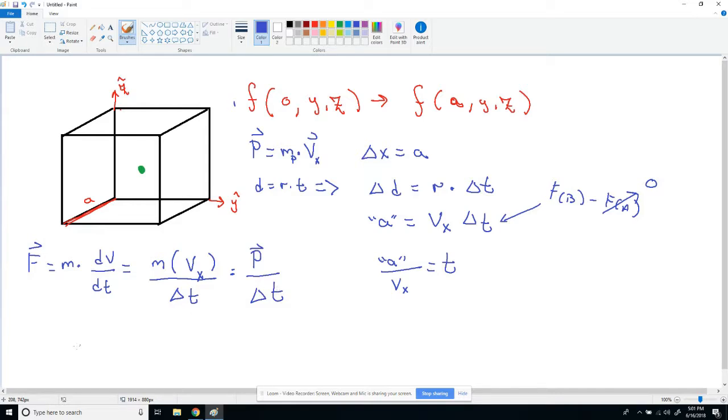And let's consider the pressure now that we have the force. So pressure is equal to force over area. We have the force, which is momentum over time, times 1 over A. A is the plane that is created with y value and z value, which are constant.